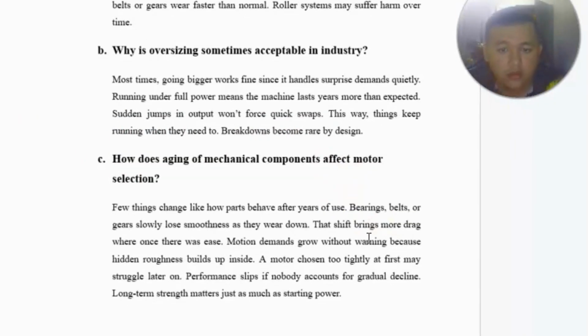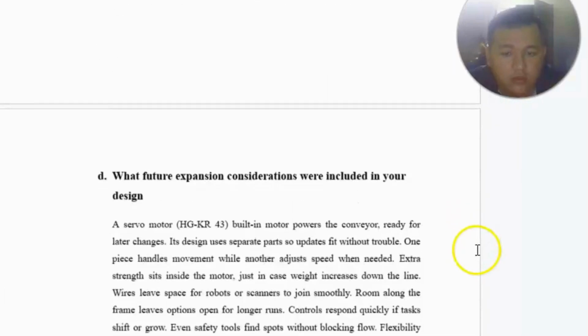C. See how aging mechanical components affect motor selection. A few things change, like how parts behave after years of use: bearings, belts, or gears slowly lose smoothness as they wear down. The shift brings more drag where once there was ease. Motion demand grows without warning because hidden roughness builds up inside. A motor chosen too tightly at first may struggle later on. Performance lags if nobody accounts for gradual decline. Long-term strain matters just as much as starting power.